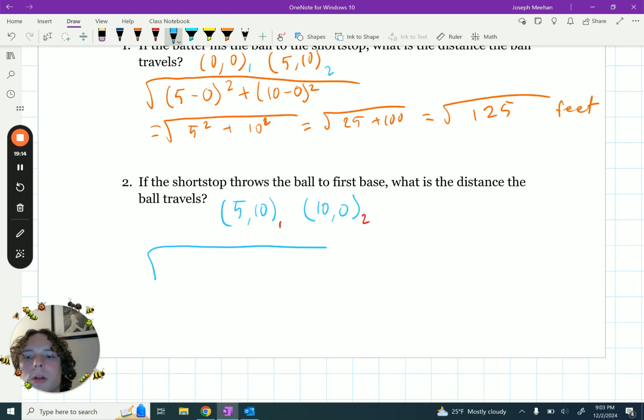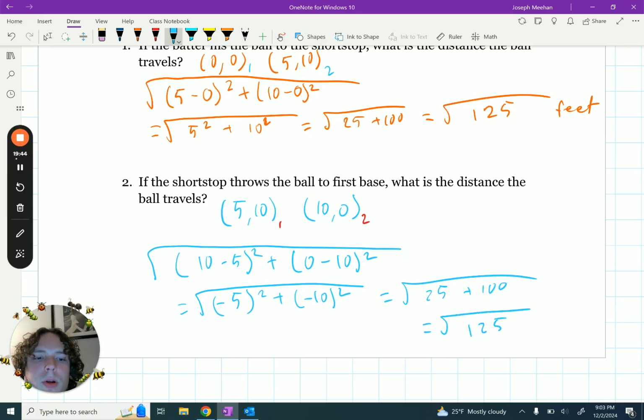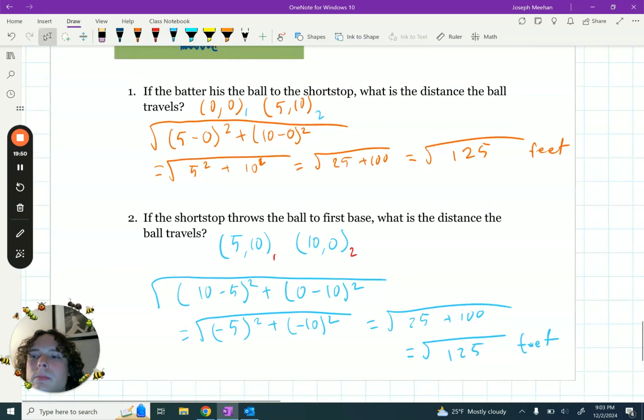And again, we just kind of plug and chug into our distance formula. So we're going to get x2 minus x1, which is 10 minus 5 squared, plus y2 minus y1, which is 0 minus 10 squared. Looks like that's going to be negative 5 squared, plus 0 minus 10 is negative 10 squared. So negative 5 squared is really 25, and negative 10 squared is really 100. So we're going to get the square root of 125 again, and we're going to say that's feet. So that's how you use the distance formula.